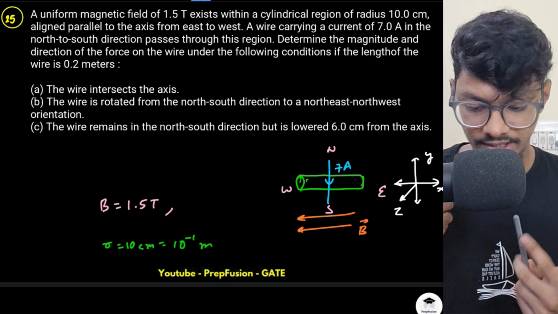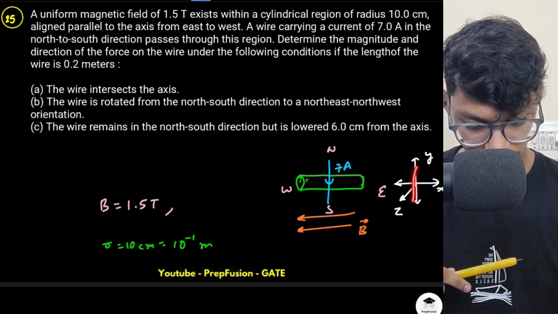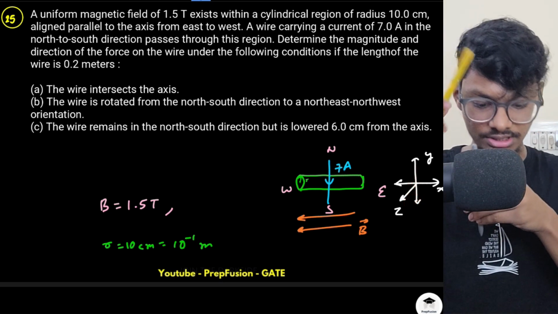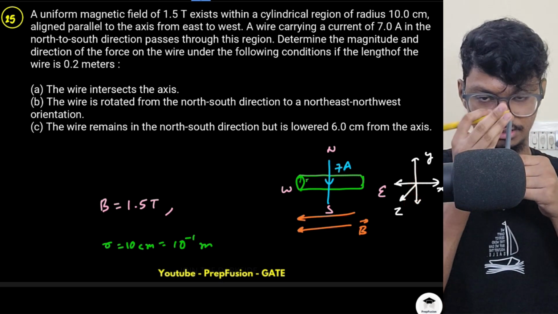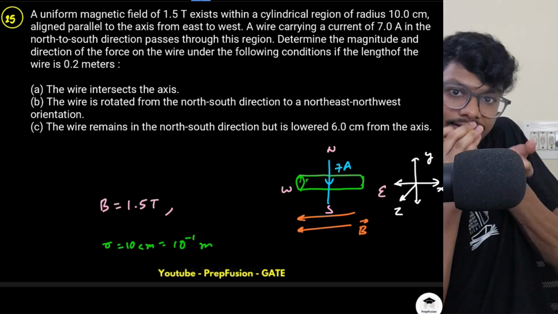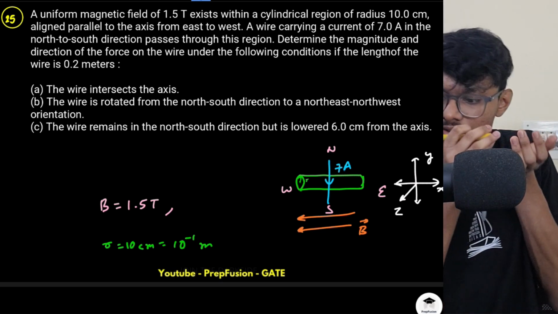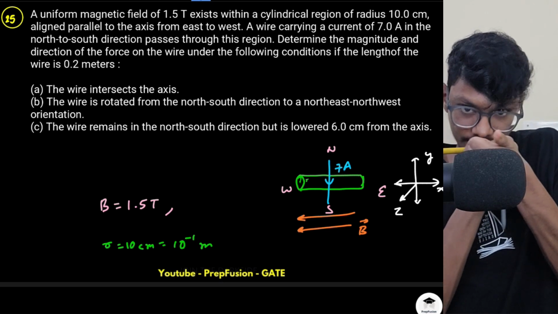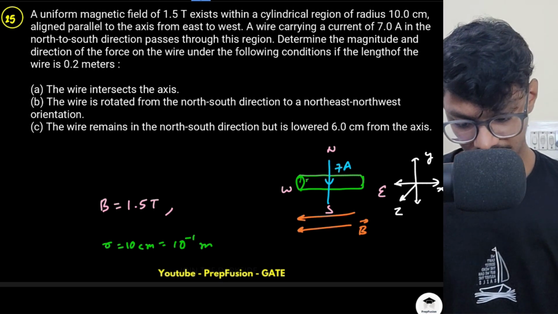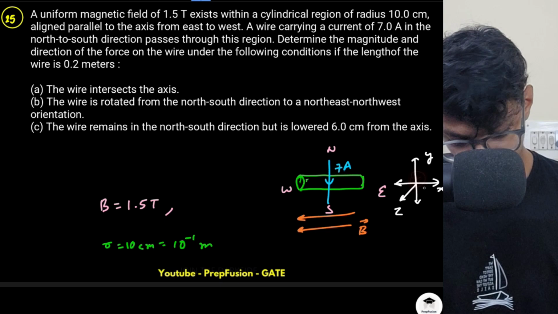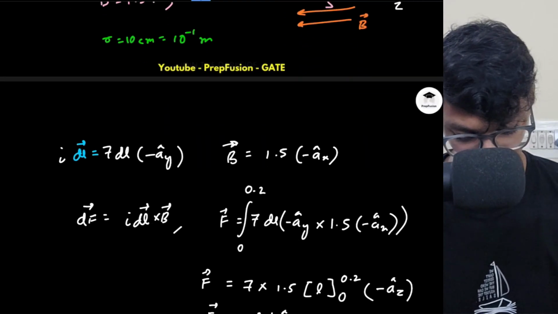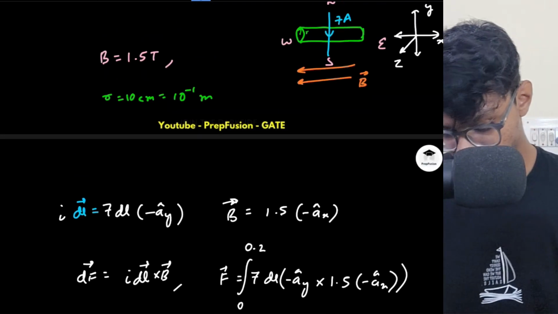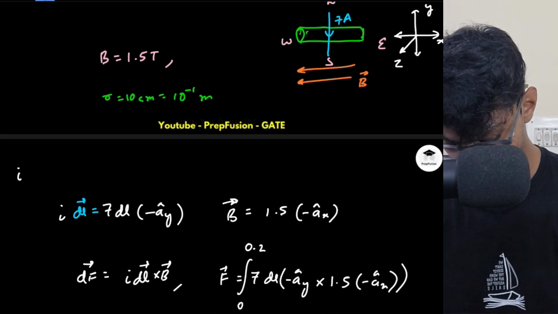So what I was explaining was that this current element is in the minus AY cap direction, so it is in this direction, and my magnetic field is in this direction. I will place my hand along the current element and curl my fingers towards B. If I curl my fingers towards B, I am going into the plane. That means it is in the minus AZ cap direction, the same as what I got here as well. So I have got the point for the first one. Let's solve it for the second thing.